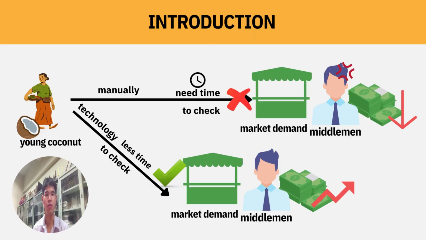In January, we use the hand to see whether the coconut is ready to eat or not. So it uses a lot of time. It makes the market demand and middlemen not interested. But on the other hand, if you use technology, you will spend less time checking the coconut. So it makes the market demand and middlemen interested. So you can make more money from that as well.